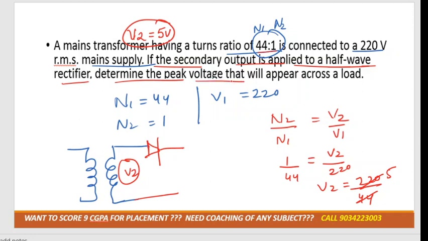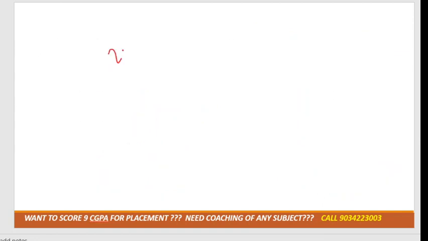Peak voltage is the maximum voltage, right? If they have given the vrms, so they have given the v1 rms, right? You know, rms is the root mean square, and so we'll get the v2 rms only. Now they are asking for the peak voltage. Peak voltage is the maximum voltage, that is v max. So they are asking for the v2 max.